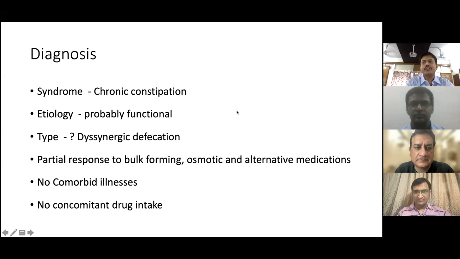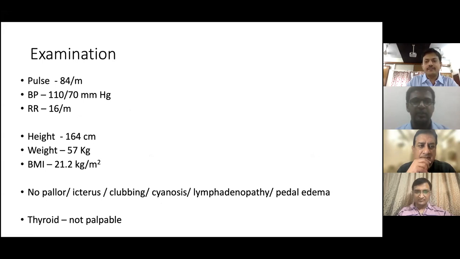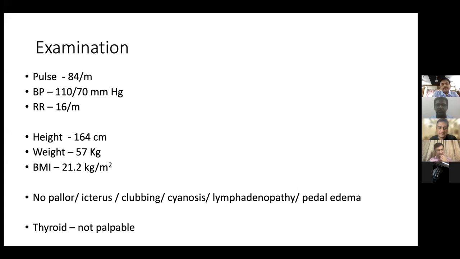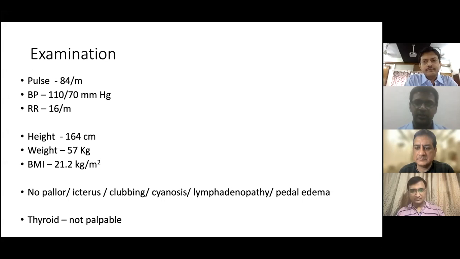On examination, his pulse rate was 84 per minute. His blood pressure was 110/70 millimeters of mercury. His respiratory rate was 16 per minute. His height was 164 centimeters with a weight of 57 kgs, and his BMI was 21.2 kg per meter square. There was no pallor, clubbing, cyanosis, lymphadenopathy, or pedal edema. His thyroid was not palpable.